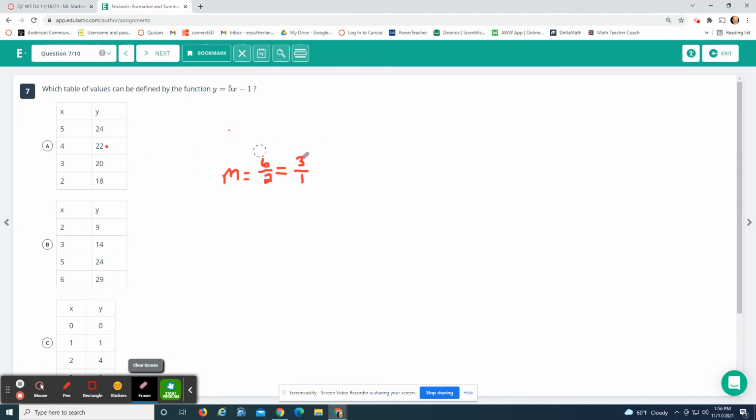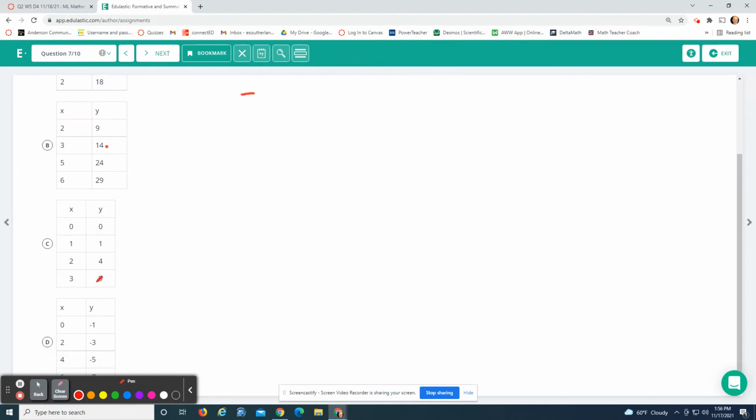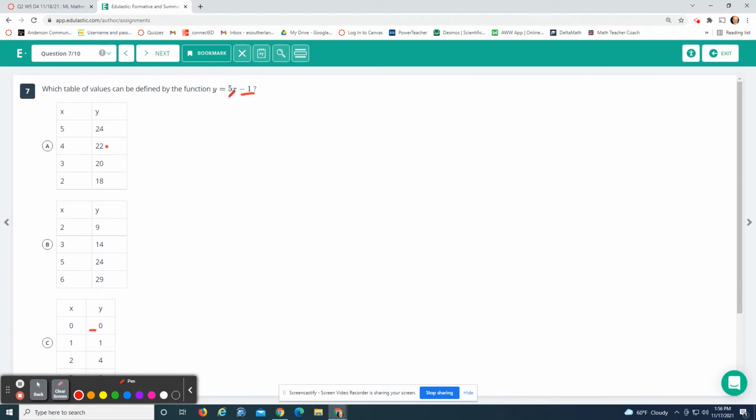On this one, it wants us to match the equation with the proper thing. It says minus 1 here. When we go through and look, there's only one that has minus 1 as a y-intercept, and that's right here. But we have to check to make sure the slope is 5.